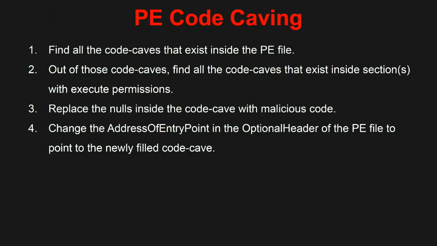PE code caving. Now in this technique, you look for code caves. Now can anyone of you tell me what code caves are? Yes. Parts of a PE that have null bytes or sections that are identified as not being used. Exactly. So a PE file can contain a stream of nulls inside it.